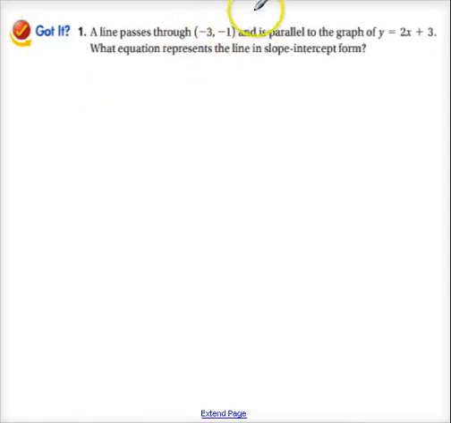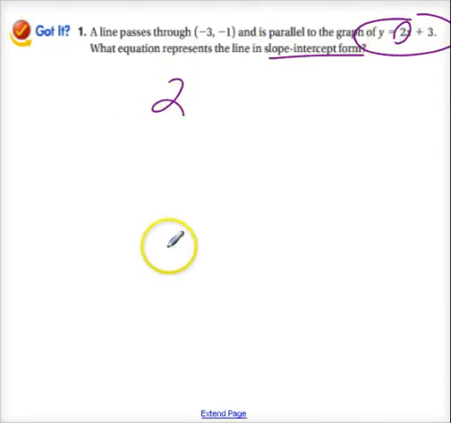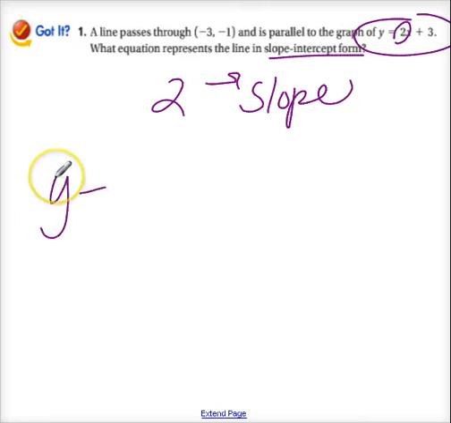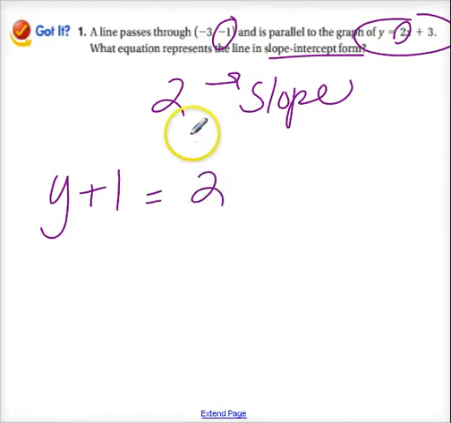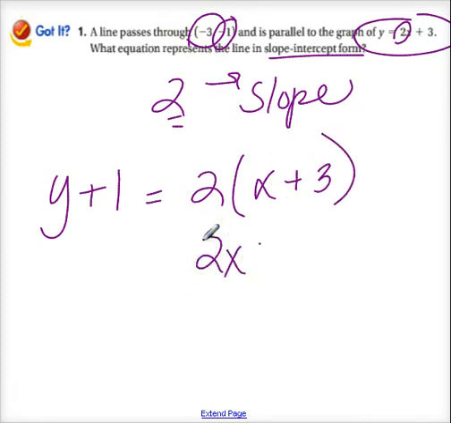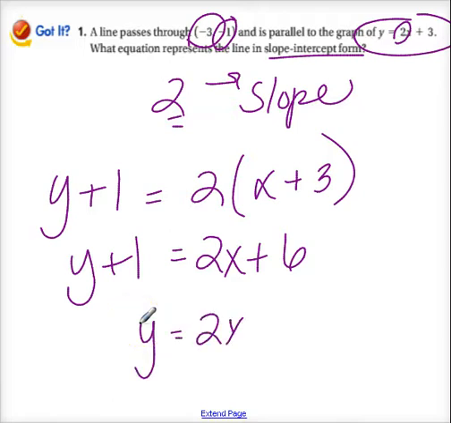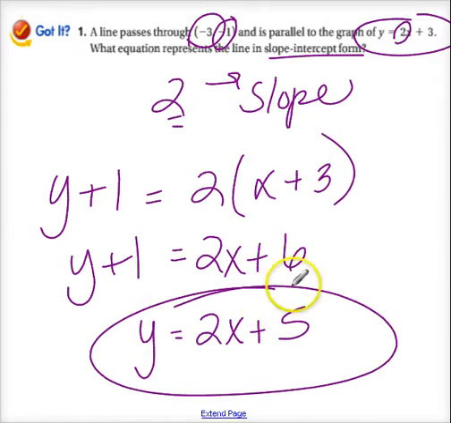A line passes through this point and is parallel to this graph. Write an equation in slope-intercept form. Here's my slope of 2, so I want my equation to have this slope. I'm going to use point-slope form: y minus negative 1, which becomes plus 1, equals 2 for my slope times x minus my x value, which will become plus 3. Distribute, subtract 1. There's my equation that is parallel to that one.